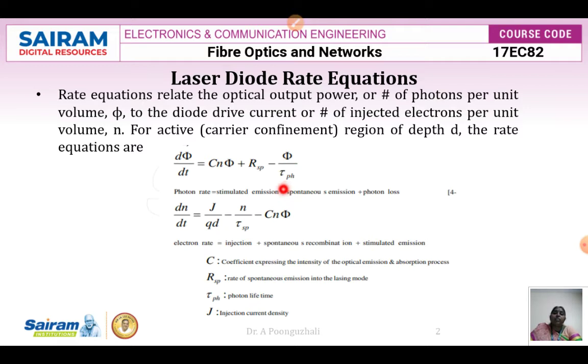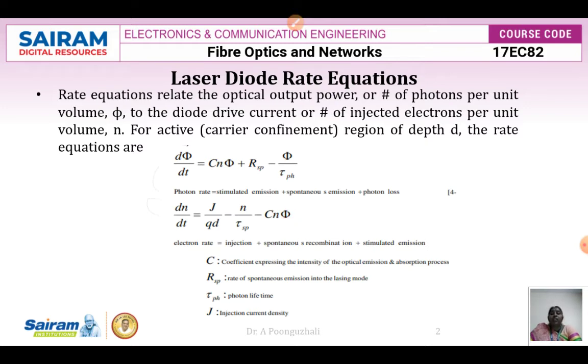So photon loss is nothing but phi by tau ph, and the electron rate, the injected electrons per unit volume, is going to be given as dN by dt. So dN by dt is equal to J by Qd minus N by tau sp minus Cn phi, where J by Qd is nothing but the current due to the injection of the charge carriers. N by tau sp is due to the spontaneous recombination process, and Cn phi is nothing but the loss of charge carriers because of the stimulated emission process.